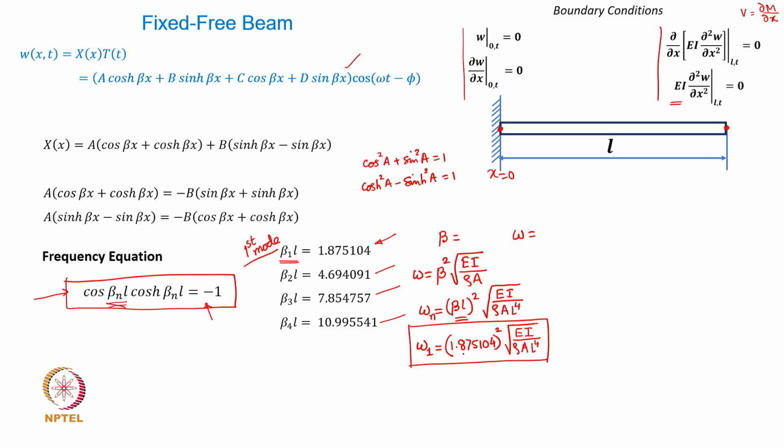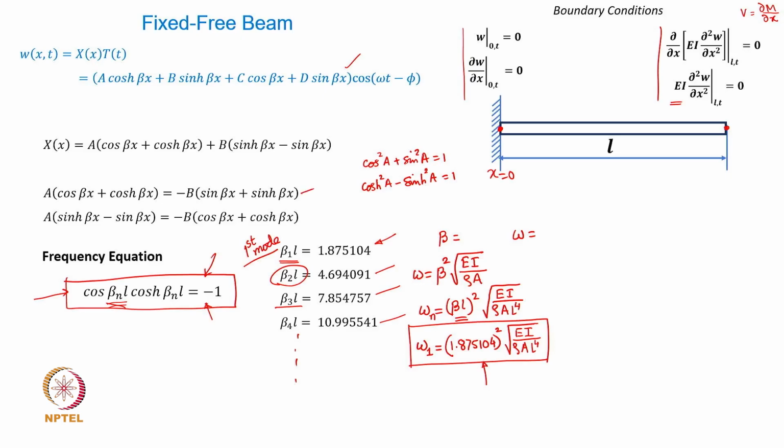If you substitute for beta L equal to beta 2L, you will get the second natural frequency. If you substitute for this, you will have the third one, and so on, right? You can solve this one to get further values of these beta L, and then if you want to find out the nth mode natural frequency, accordingly the beta L value has to be substituted. But this becomes now our expression for the natural frequency.